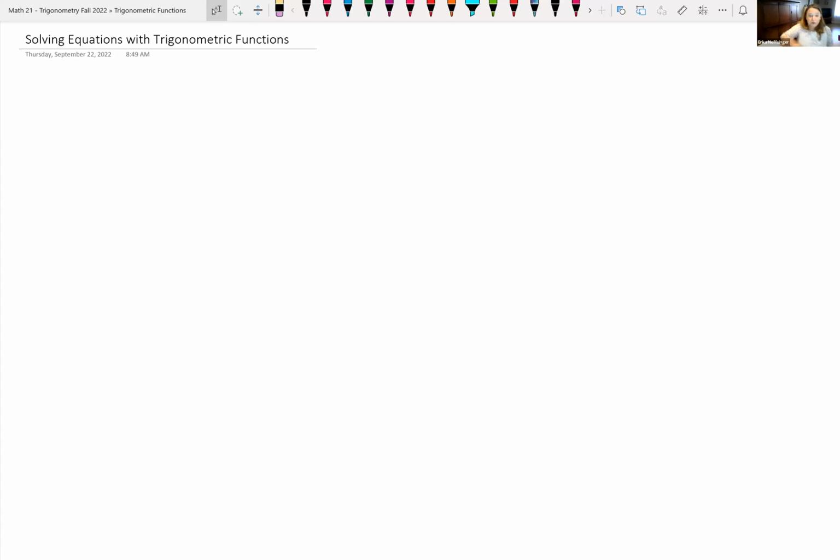So we've just got through talking about functions, trigonometric inverse functions, and evaluating these inverse trigonometric functions. And so now we want to look at solving equations with trigonometric functions. The equations that we're going to start with in this section only have one trigonometric function. So let's look at an example. Let me walk you through how to do this.